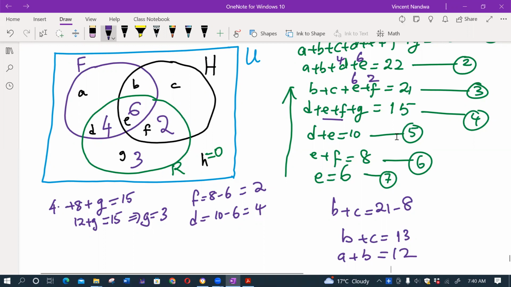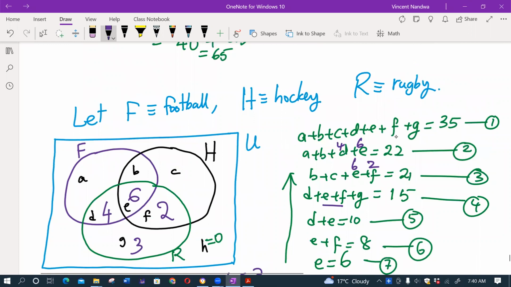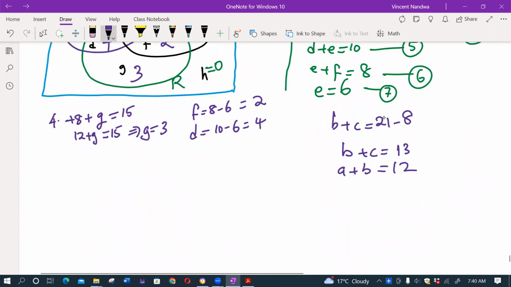Now from equation 1, we know that G is 3, F is 2, E is 6, D is 4. So A plus B plus C plus 4 plus 6, 10, plus 2, 12, plus 3, 15 should give us 35. So A plus B plus C will be 35 minus 15, which is 20. So A plus B plus C equals 20. Call this one 8, call this one 9, call this one 10.